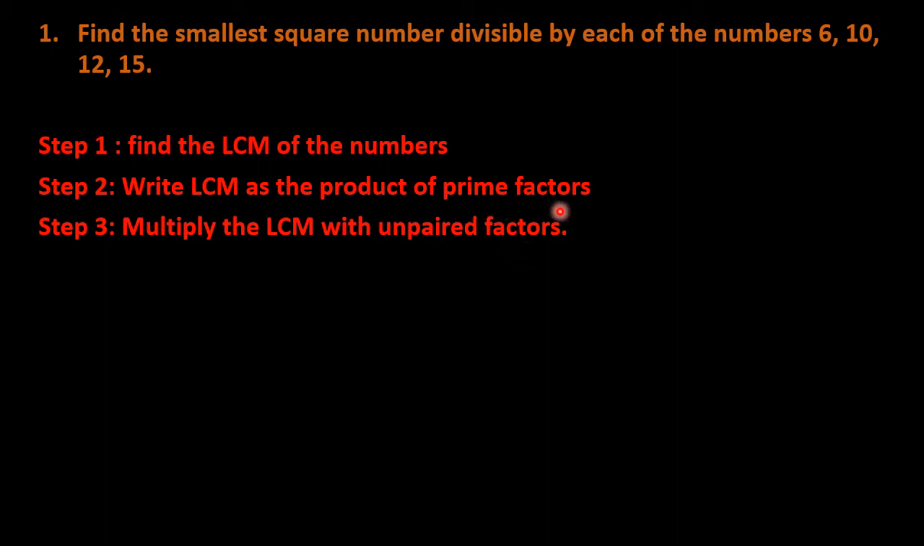After finding the prime factors, we have to group the prime factors into pairs of equal factors, and then whatever factor is left unpaired, we have to multiply the LCM by that factor to get the final answer. So these are the three steps. In the first step, we find the LCM of the given numbers. In the second step, we find the prime factors of that LCM. And in the third step, we group the prime factors into pairs, and multiply the LCM by the unpaired factors to get the final answer.